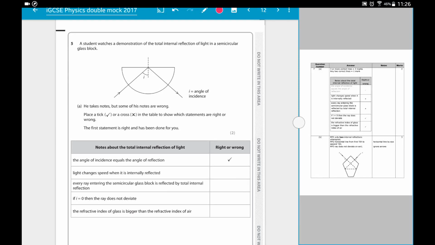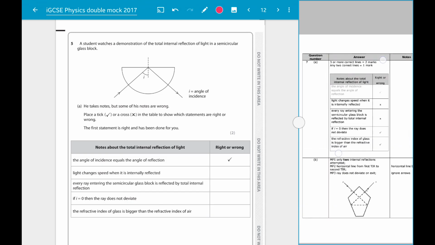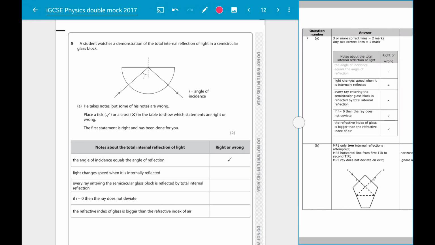All right, this is question 5. You might have noticed I've had to stop and start the video a few times. I apologize for that. Question 5 in your test is written as question 7 on the mark scheme. And this is all about total internal reflection.